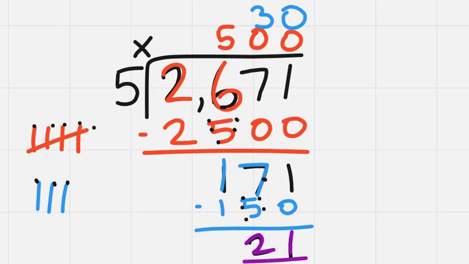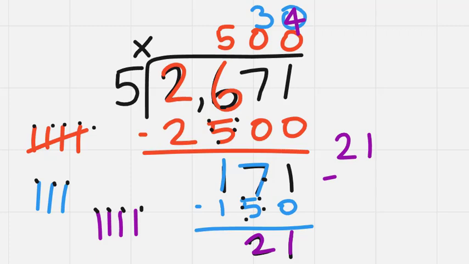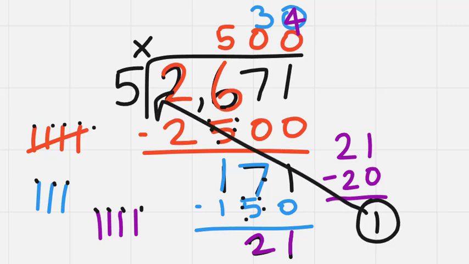We're going to count by 5 to get as close as we can to 21 without going over. 5, 10, 15, 20, 25 is too high, so we stop at 20. That's 1, 2, 3, 4 5s. We're going to put the 4 directly above where the 21 is. So we have 5 times 4 is 20. Then it's time to subtract. 1 minus 0 is 1, and 2 minus 2 is nothing, so we can ignore it. That means 1 is our remainder. It is less than 5.